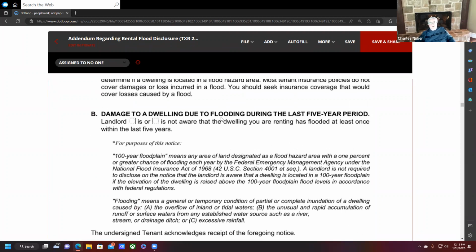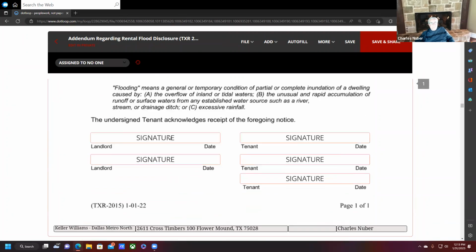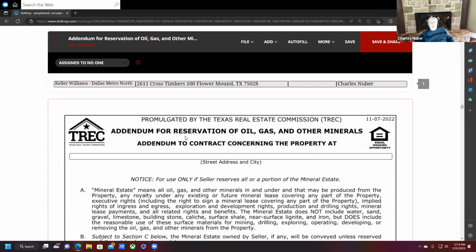Damage to a dwelling due to flooding during the last 5-year period. Landlord is or is not aware that the dwelling you are renting has flooded at least once in the last 5 years. Okay.